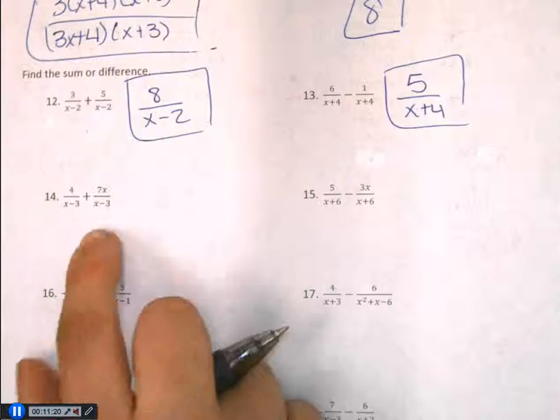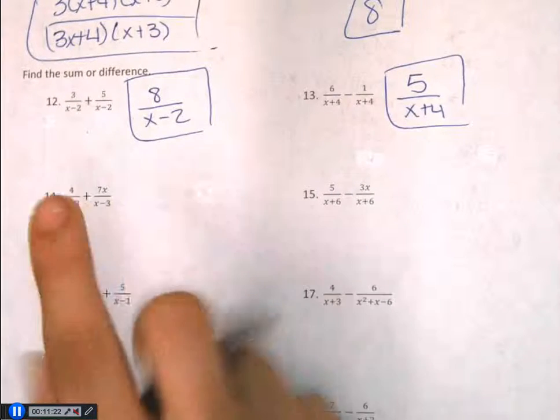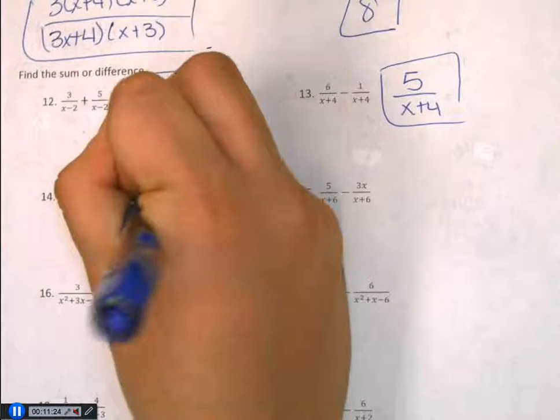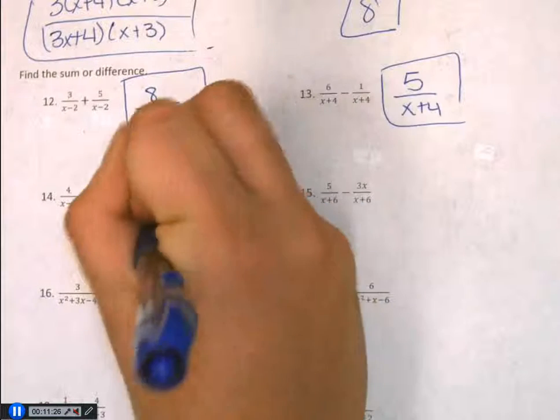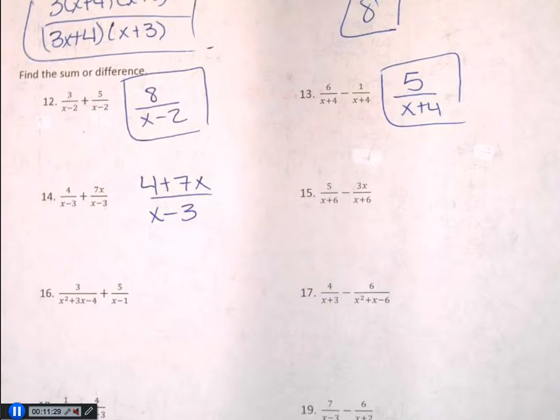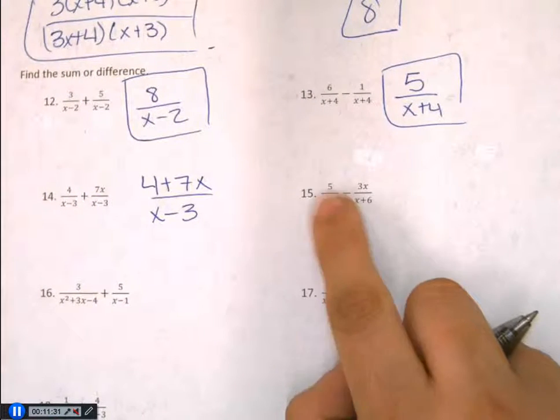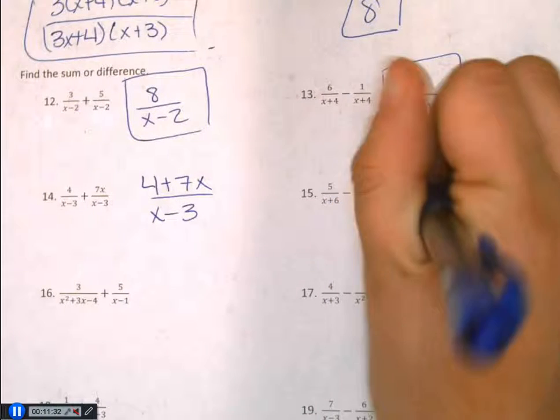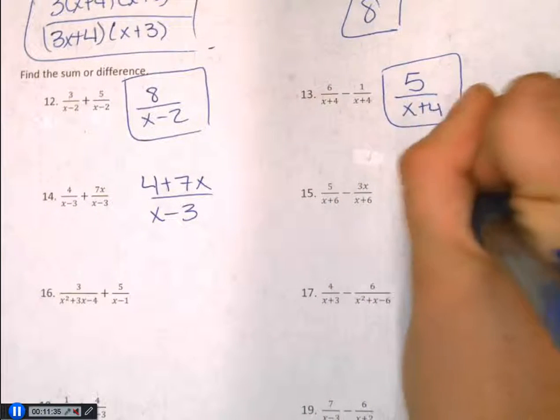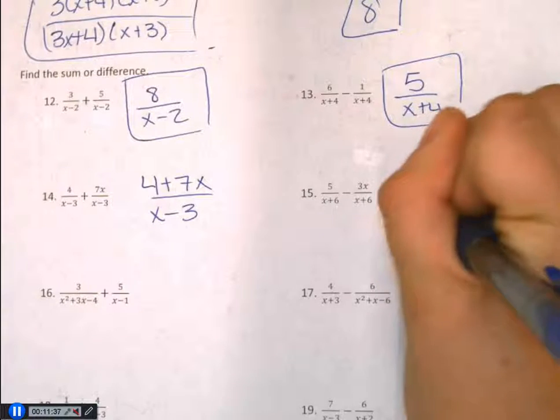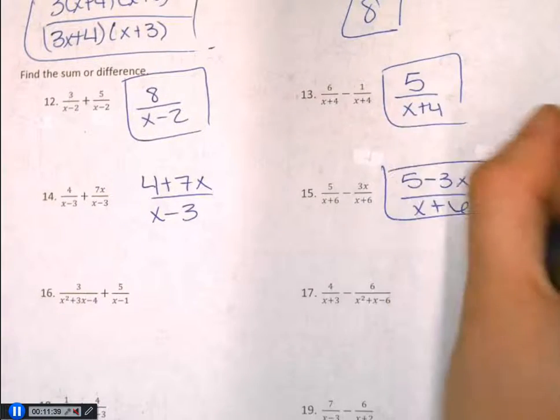On 14, they have the same denominator, but this time I have an x, so I can't really combine like terms. I just have 4 plus 7x on the top, and then x minus 3 on the bottom. Same thing for 15, same denominator, but I have an x and a number, so I'm just going to do 5 minus 3x because this one was subtraction, and then it's over x plus 6.